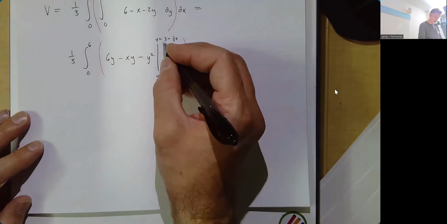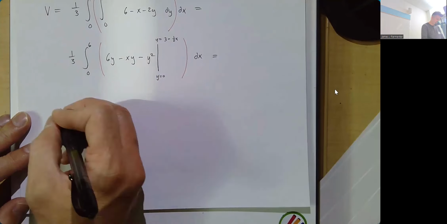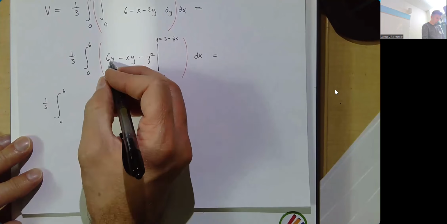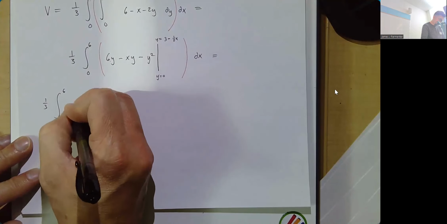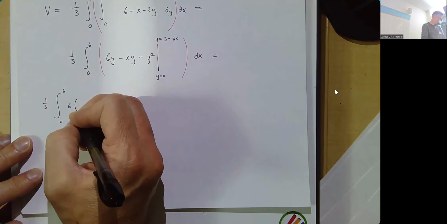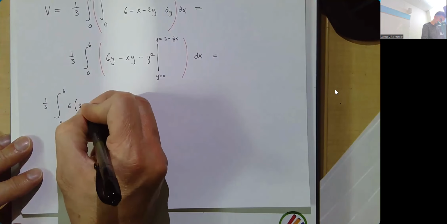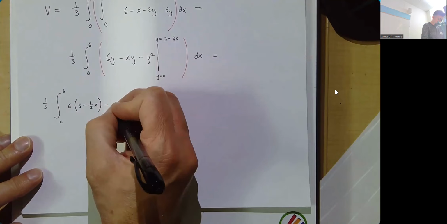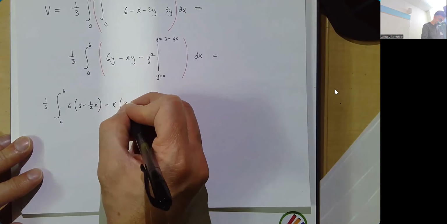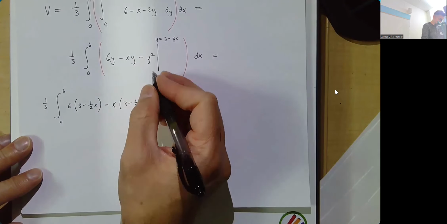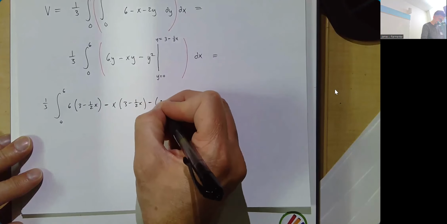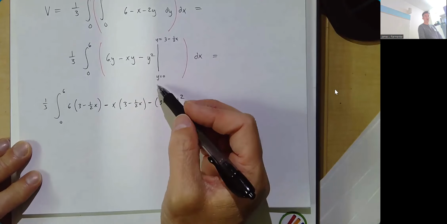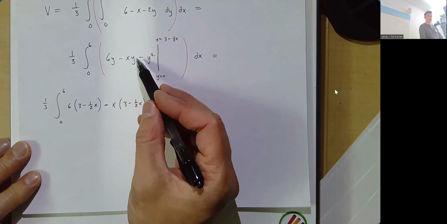So plugging in those things here, we're going to get 1/3 integral from 0 to 6, 6 times that. So now I see why I didn't want to do that. Oh, it's fine. These are always kind of messy. I'm not gonna lie. x times y, which is 3 minus 1/2 x. And finally, minus y squared, which is (3 minus 1/2 x) squared. And if you plug in 0, you're going to get 0 minus 0 minus 0.